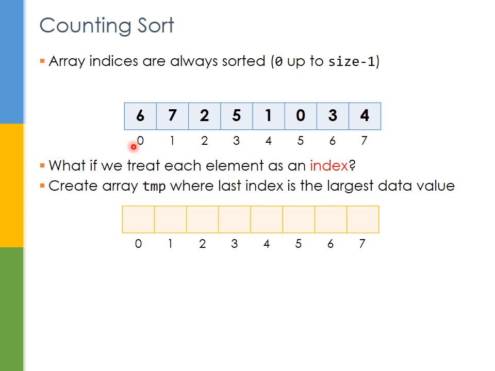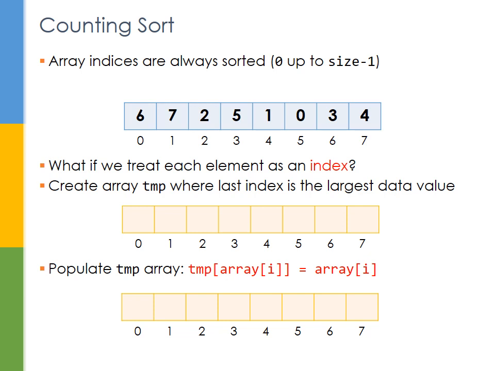So if we look through our unsorted array, we can see that the largest value here is 7, which means that the last index or subscript must be 7 within this temp array. In other words, it must contain 8 values. Right, so now we need to populate the array.